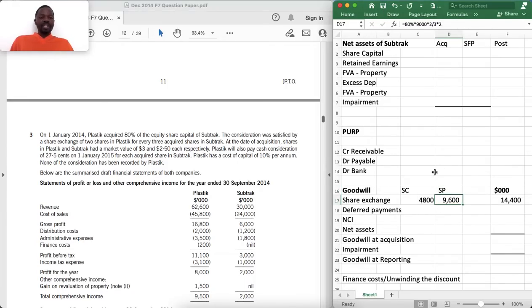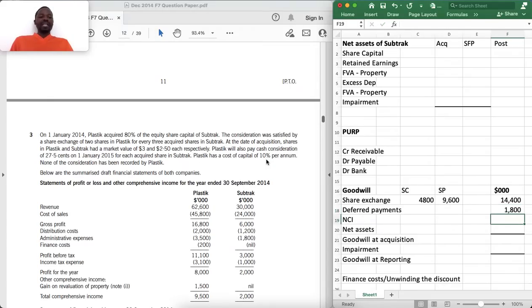Now let's carry on. Plastik will also pay a consideration of 27.5 cents on 1 January 2015 for each acquired share in Subtract. So there is a deferred payment that will be made after 1 year. So we'll simply say how many shares were acquired? 80% multiplied by 9,000. Then we multiply by the amount that will be paid. It's 27.5, so it's 0.275. Then we need to discount this. Plastik's cost of capital is 10%, so we divide by 1.1.